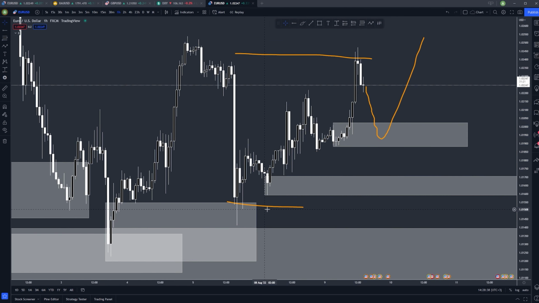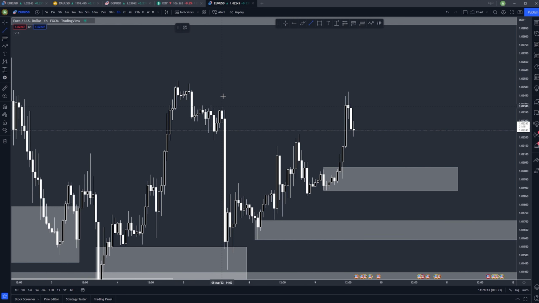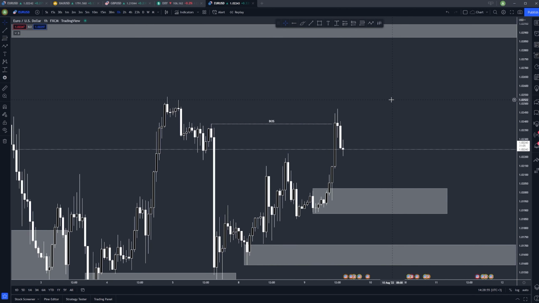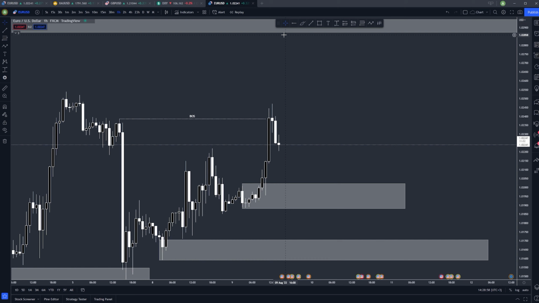So now what we want to see in this specific scenario, because we just made a new break of structure right here, we will probably have a retracement down to these demand areas, and now we can take sells. The next point is to wait for a session to actually take a trade. So if you watch me for a long time, then you probably know that I really use sessions as a really big influence in my trading.